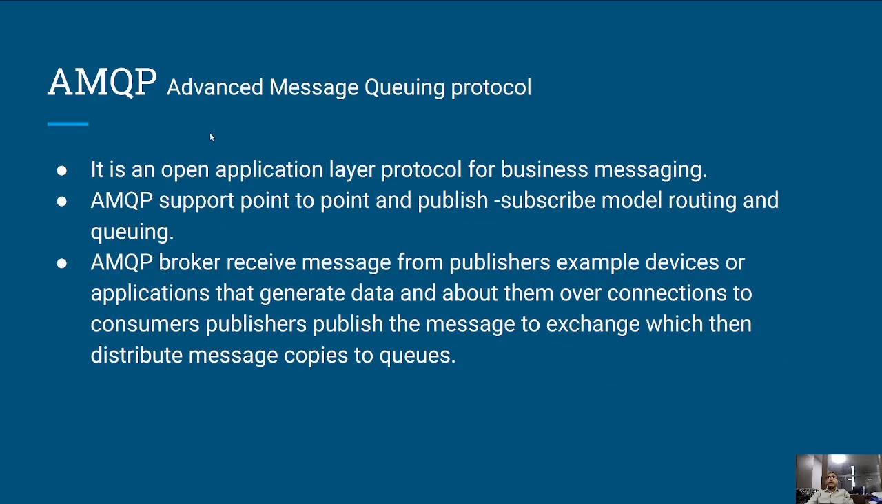Then we have the AMQP, which is the Advanced Message Queuing Protocol. It is an open application layer protocol for business messaging. The AMQP supports point-to-point and publish-subscribe model routing and queuing. So in this case, however, the broker receives messages from publishers, for example, devices or applications that generate data, and publishers publish the message to an exchange, which then distributes message copies to the queues. So this is a little bit different than the normal publish-subscribe model, in that it actually uses some queues.